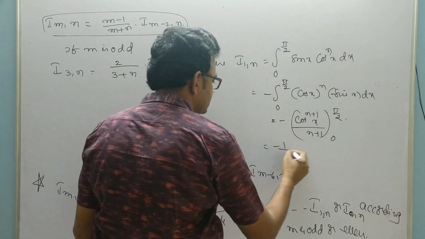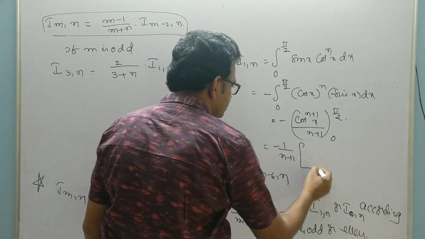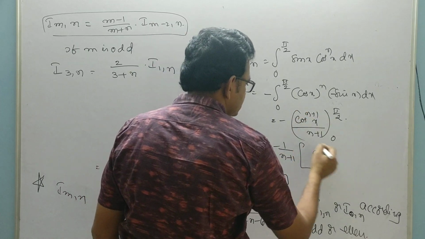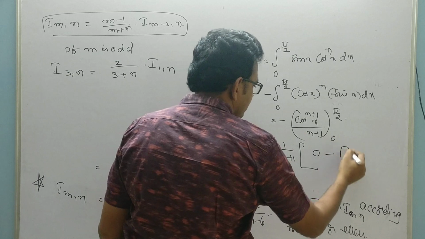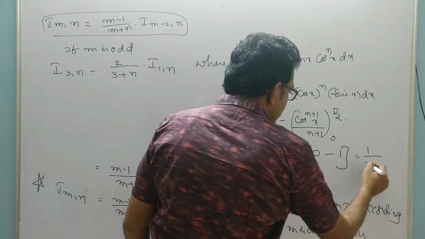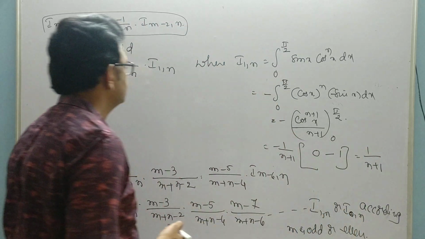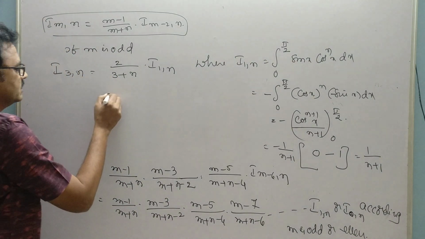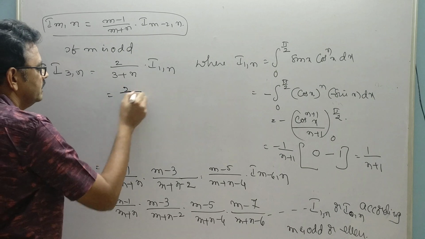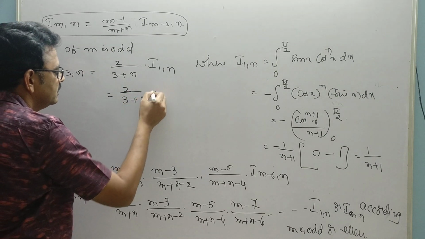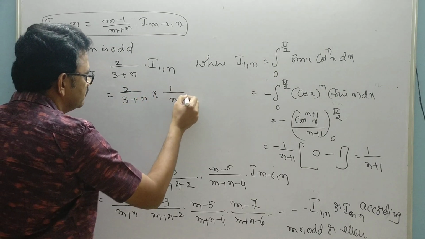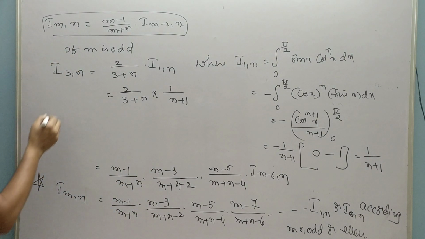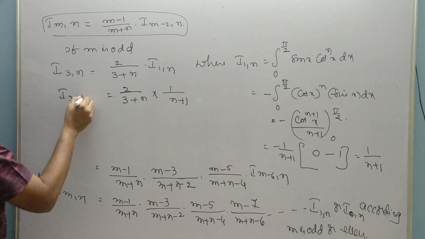That is equal to minus of 1 by n plus 1, I am taking common. Applying the limit, cos pi by 2 is 0, minus cos 0, value 1. That is equal to minus of minus 1 by n plus 1. Therefore, this is 2 by 3 plus n into 1 by n plus 1. This is what? I(3, n).